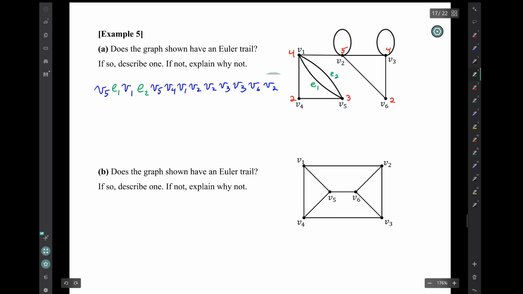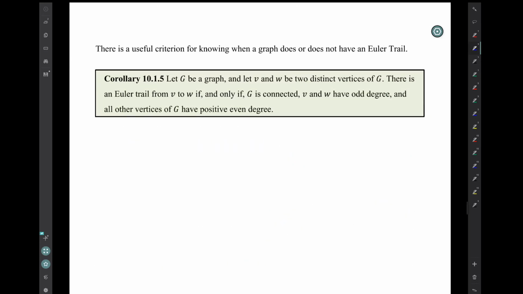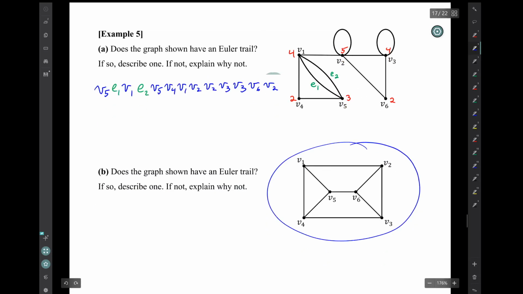Question B, does this graph have an Euler trail? Well, let's look at the criterion. The criterion is this. We have to have two vertices that have odd degree, and all other vertices have to have positive even degree. Well, we've seen this graph before. Remember that this graph is notable because all of its vertices have degree 3. So the answer to the question is that this graph does not have an Euler trail because there are too many vertices with odd degree.